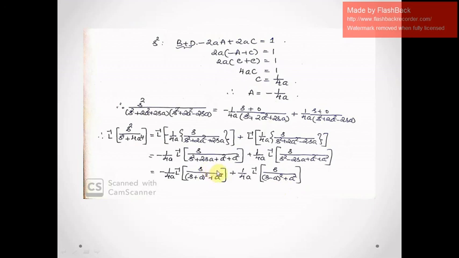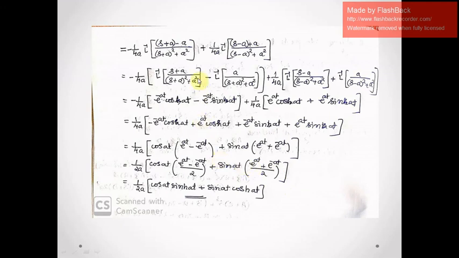So I have added and subtracted a here. I've also added and subtracted a here. This is s plus a, so I've kept s plus a together. This is s minus a, I've kept s minus a together. Now again I have to split this into two parts. There are two terms in the numerator. So s plus a by this term, L inverse of it, minus a by this term, L inverse of it.